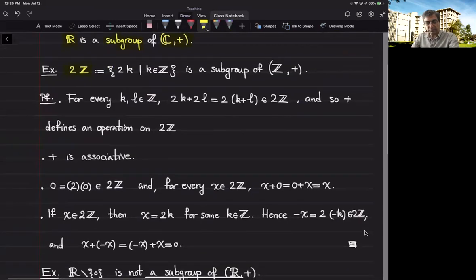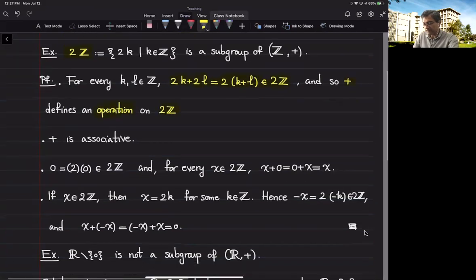The claim is that it's a subgroup under addition. It should be closed under addition. Otherwise, plus does not give us an operation on this set. I pick two even numbers, 2k and 2l. These are arbitrary even numbers. I add them. I can see that it is still a multiple of 2. It is still an even number. So plus does give us an operation on the set of even numbers.